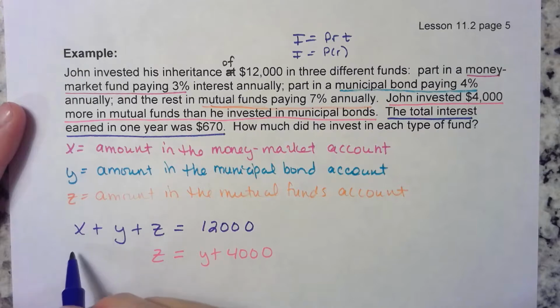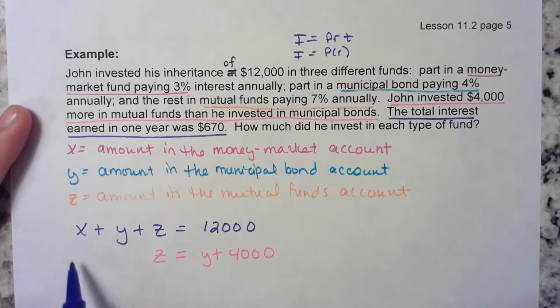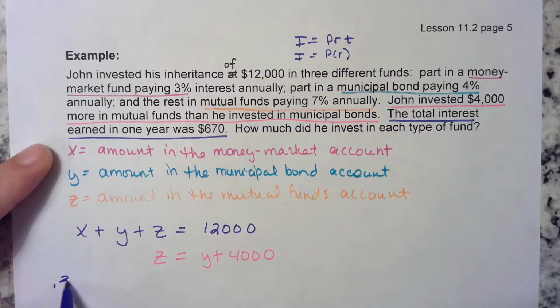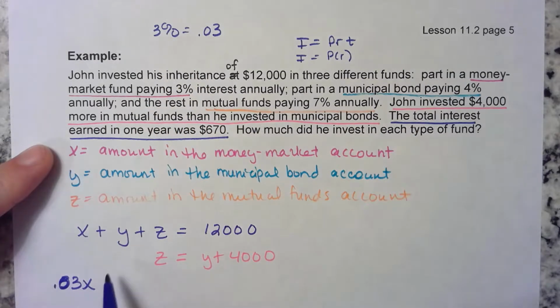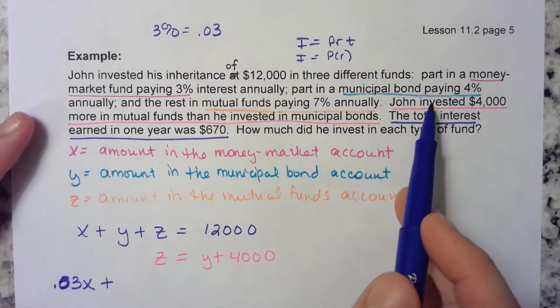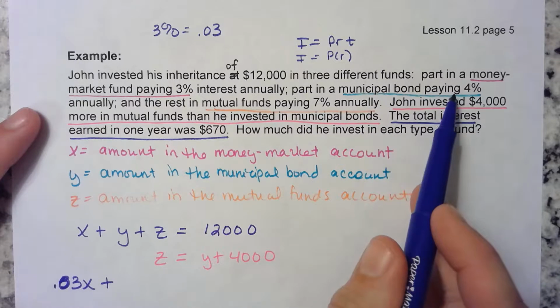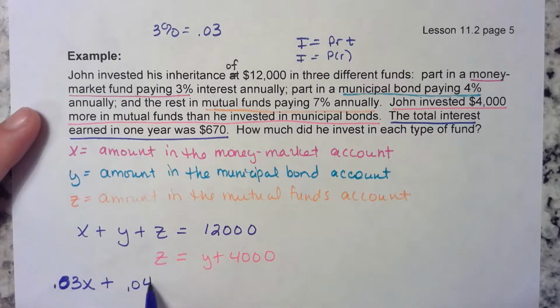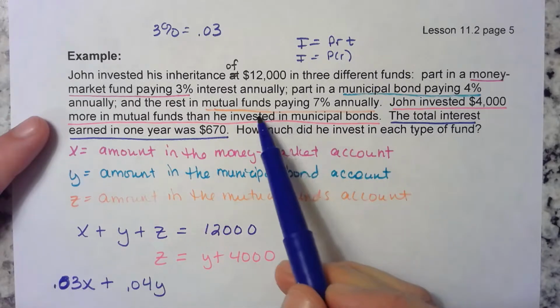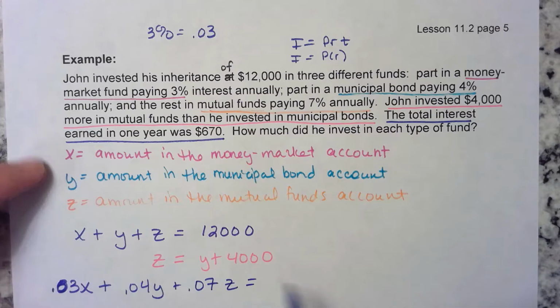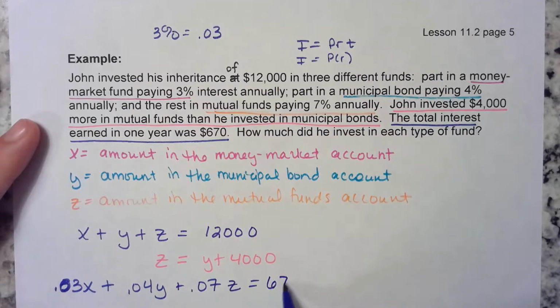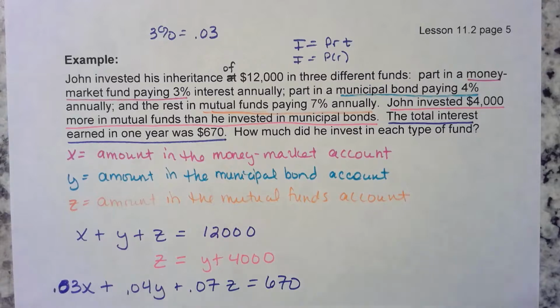So we have money market at 3%, 0.03x. Remember, 3% is equal to 0.03, right? And then plus, the next account was the municipal bond at 4%, so we have 0.04y. Then the next one is a mutual fund, so 0.07Z. And the total interest he earned was $670. So now we have all three equations. What do we do with them?